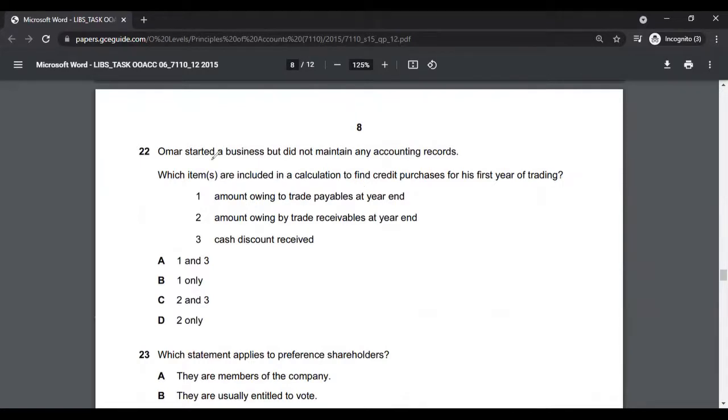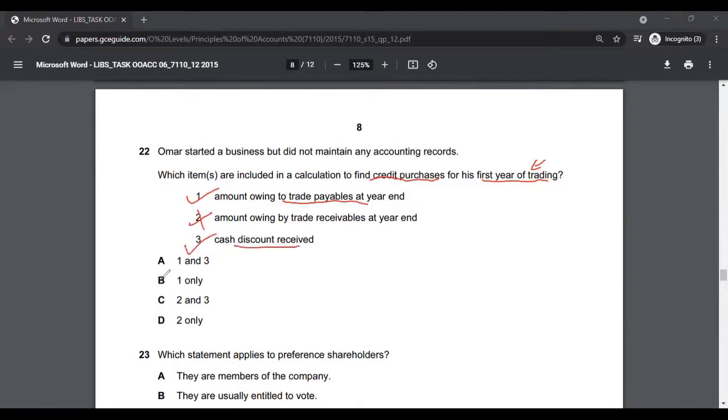Multiple choice 22. Umar started a business but did not maintain any accounting records. Which items are included in the calculation to find credit purchases for the first year of trading? Amount owing to trade payables, yes, this will be taken into account. Amount owing to trade receivables at the year end, no. Cash discount received, yes. So the answer to multiple choice 22 would be option A, 1 and 3.